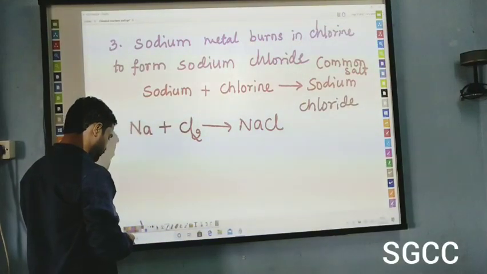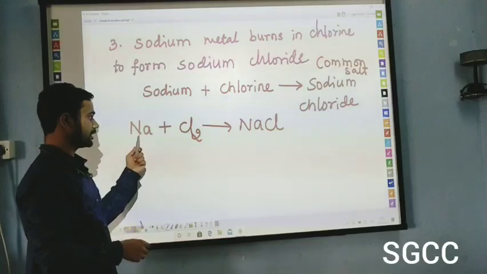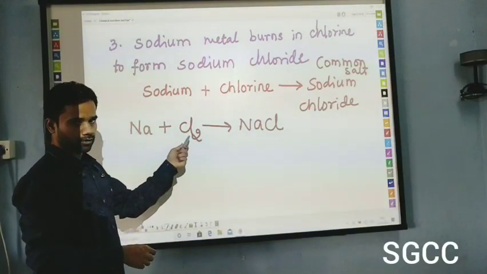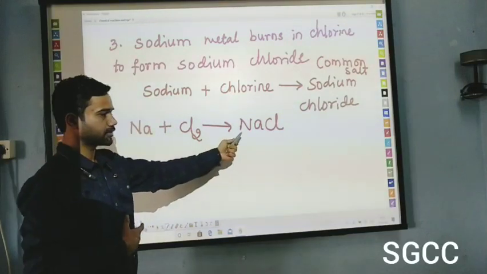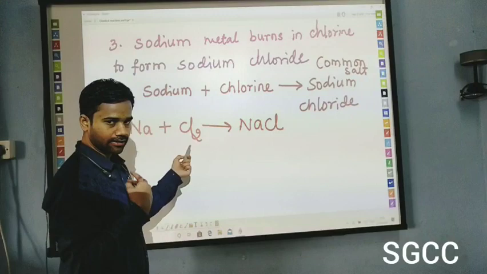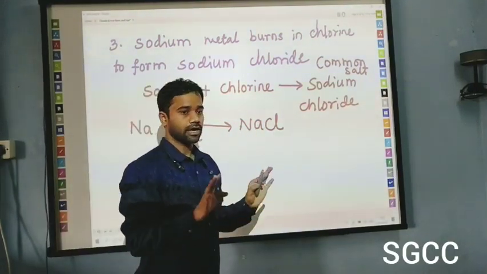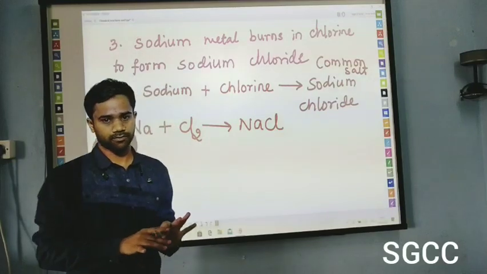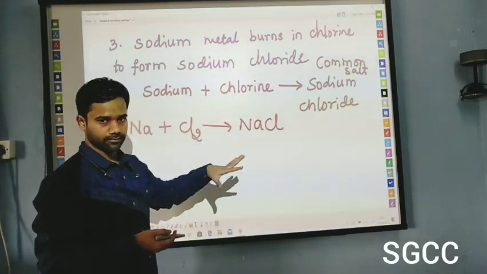Let's check whether it is balanced or unbalanced. Let me check the first one. Write chlorine as Cl2. First go atom by atom. How many sodium atoms are present? Only one, no problem. What about the chlorine? In the reactant side there are two chlorine atoms, but in the product side we have only one chlorine atom. So first we have to balance the chlorine.